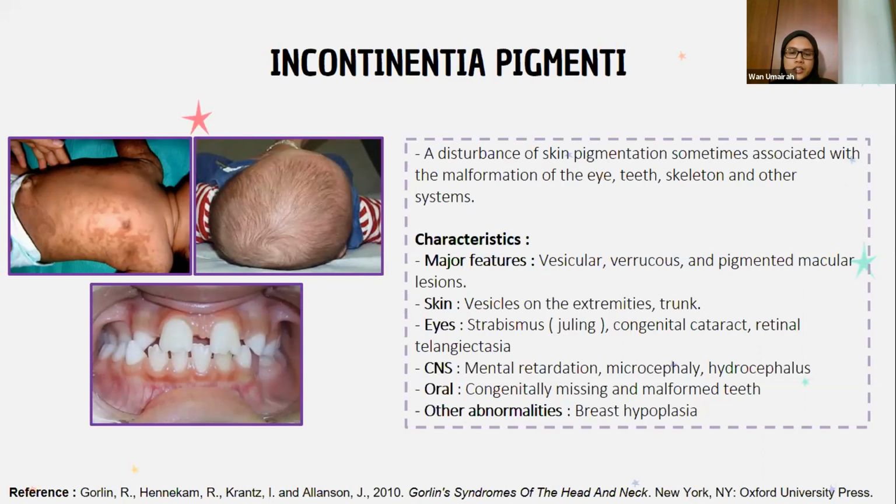Retinal telangiectasia is when the tiny blood vessels in the macula grow in an abnormal way, become dilated, and leak. And for the CNS, there will be mental retardation, microcephaly, where the child's head is small, or hydrocephalus, or accumulation of CSF. The child also may have congenital missing and malformed teeth and also breast hypoplasia.